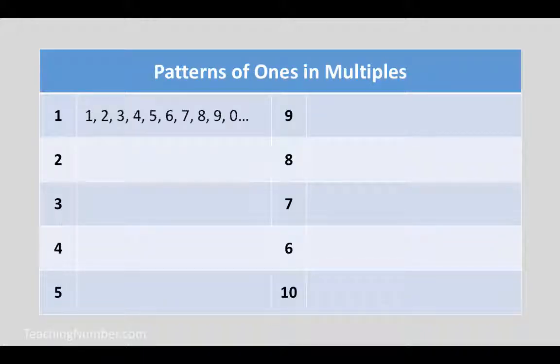We have seen that the pattern of ones in multiples of 1 consists simply of the 10 digits that make up the base 10 number system.